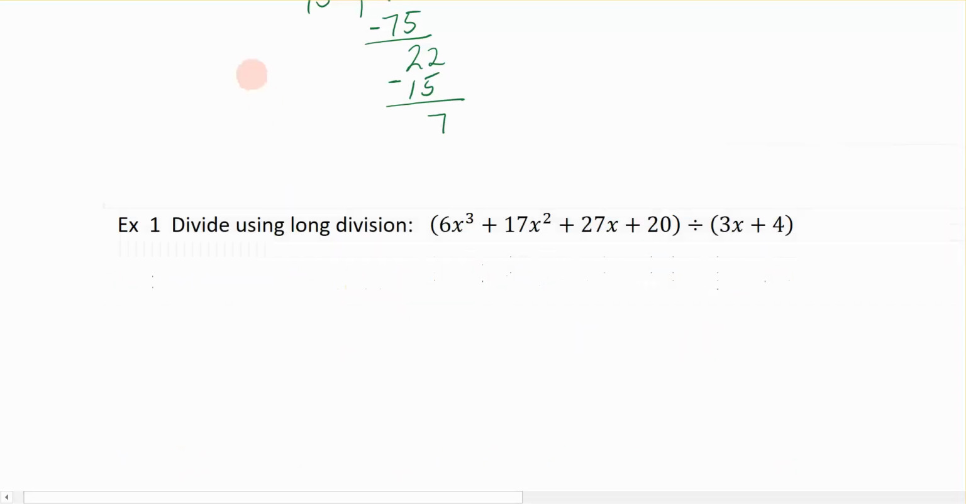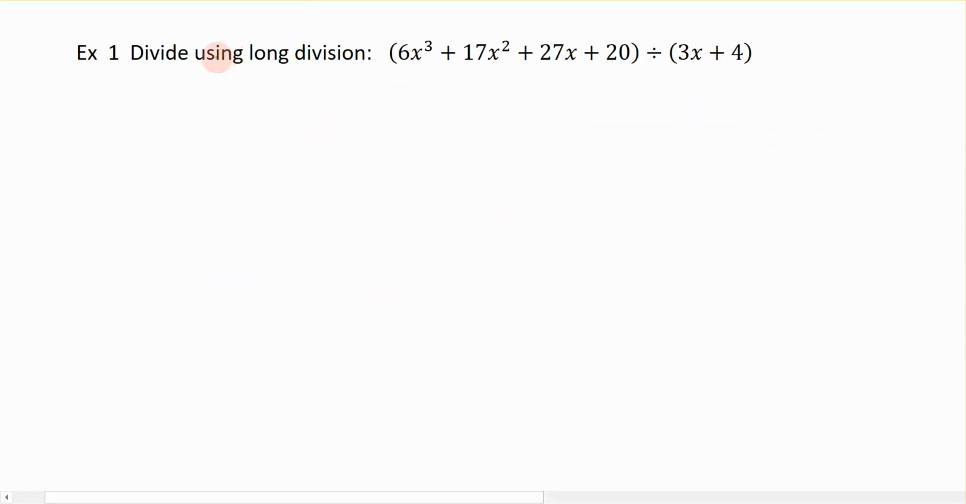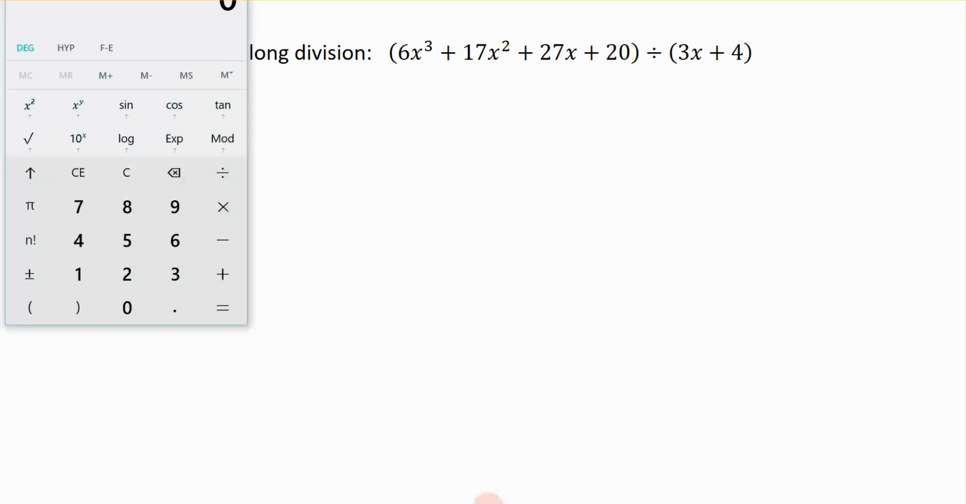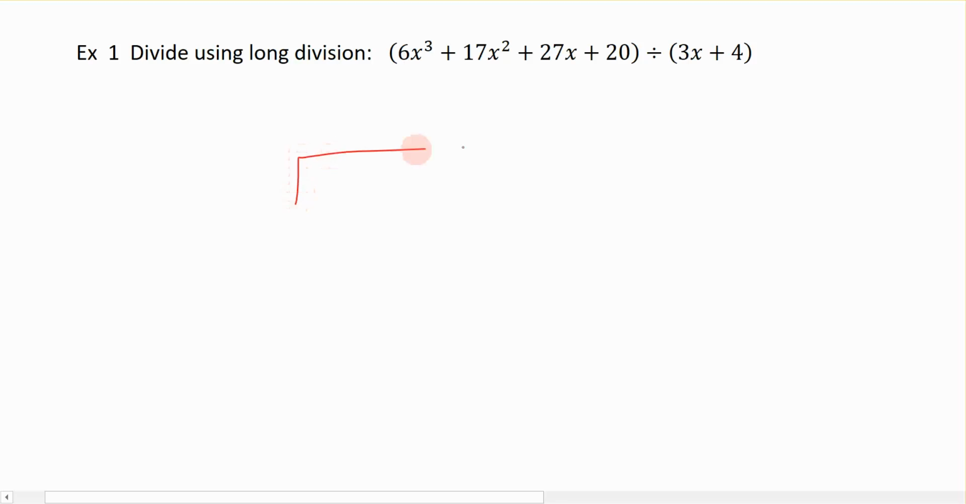Okay, so we're going to apply that principle, only this time I'm going to use long division to divide this polynomial by this binomial. So this long polynomial is what goes under the house, we could say, and it looks like 6x cubed plus 17x squared plus 27x plus 20, and I've got 3x plus 4, so it's this divided by this, so the 3x plus 4 goes on the outside. When I'm dividing, this is what I'm thinking of.